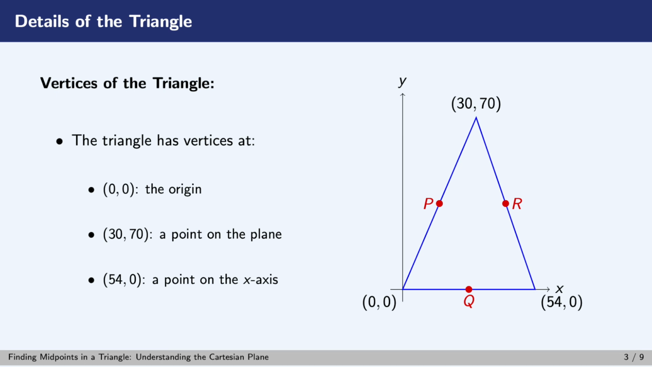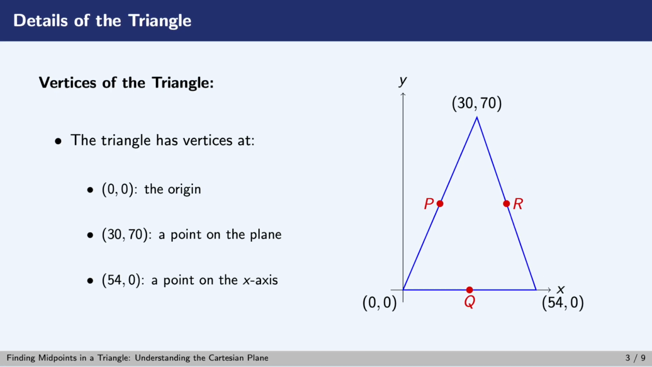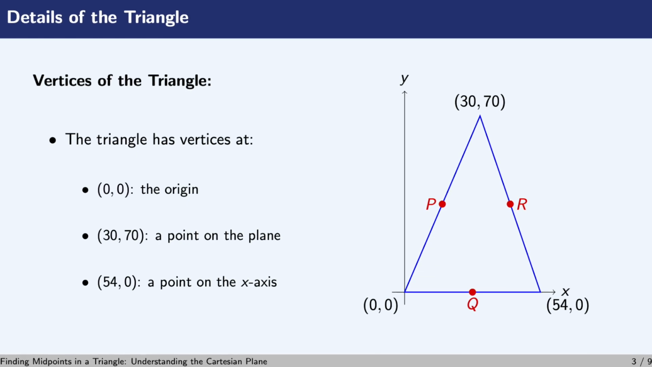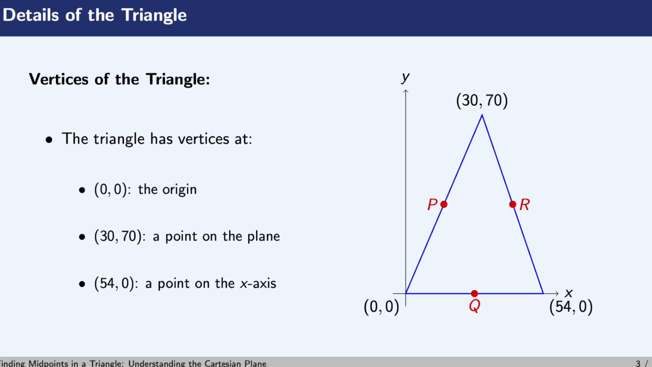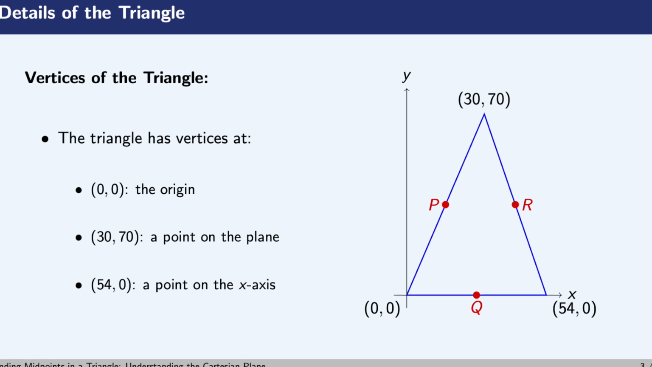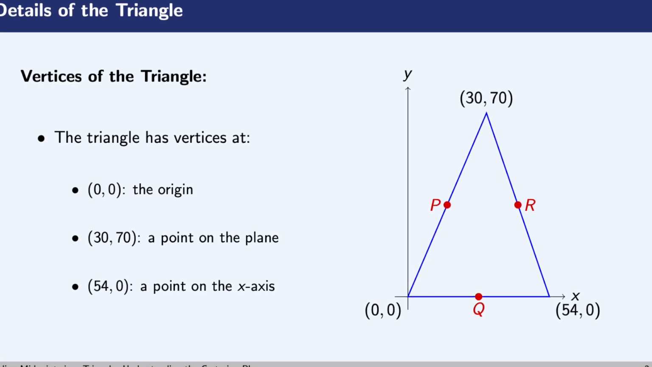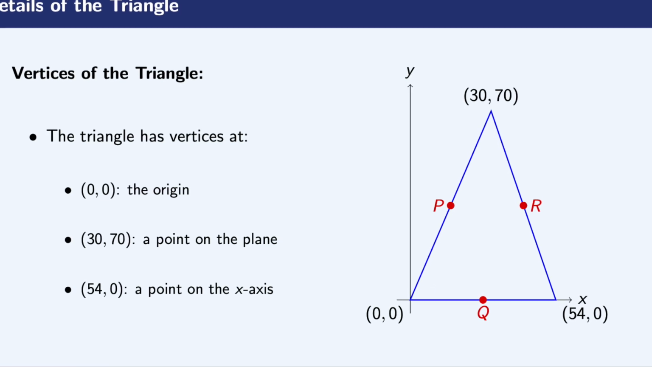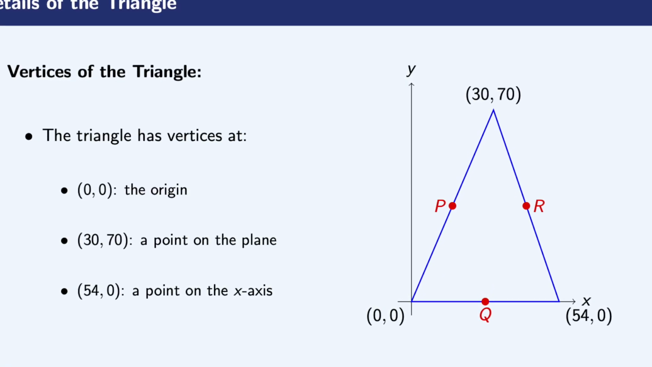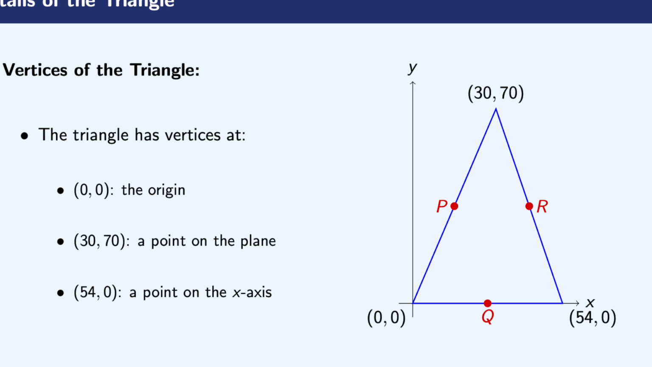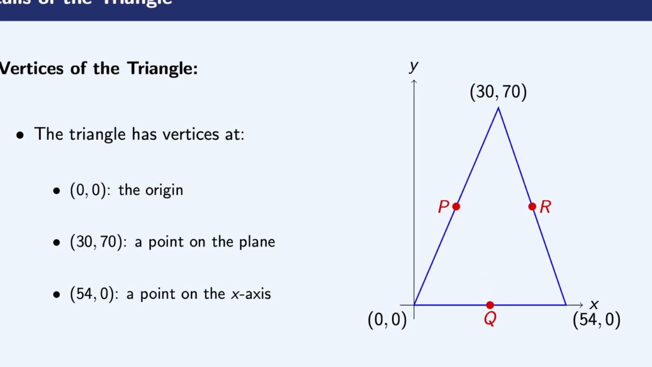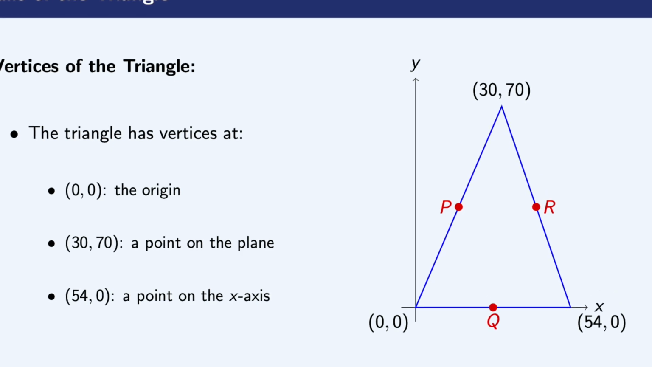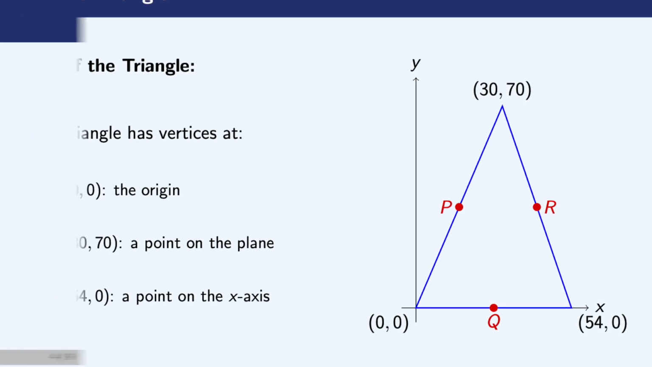Now, on the second slide, we're getting familiar with the triangle's three vertices. 1, 0, 0, which is right at the origin of the plane. 2, 30, 70, which is up high on the grid, and 3, 54, 0, which lies along the x-axis. So with these 3 points, we've got our triangle, and our task is to find the midpoints along each side. We'll be calling these midpoints points P, Q, and R. Let's head to the next slide.